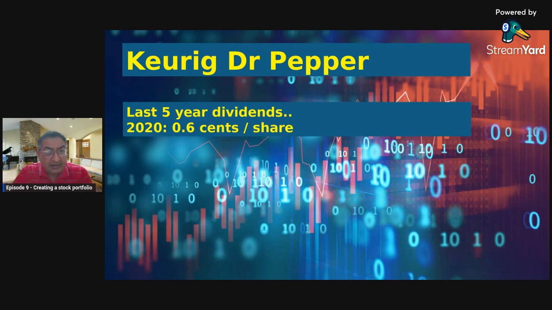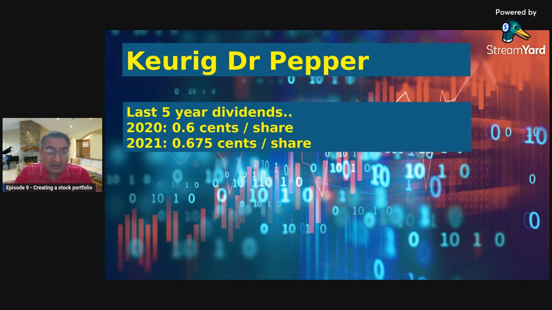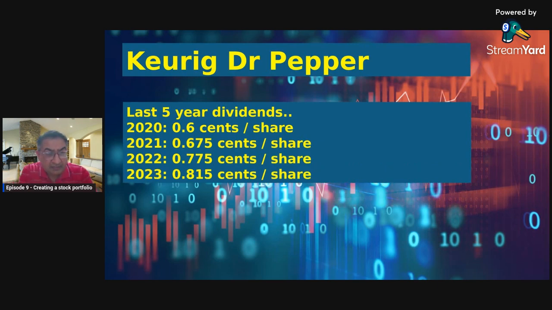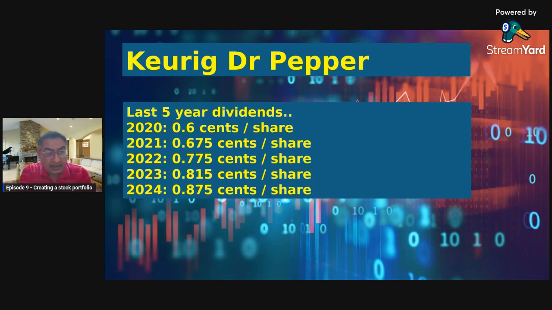So in 2020, KDP paid a dividend of 60 cents per share. It increased to 0.675 in 2021. It further increased to 0.775 cents per share in 2022. In 2023, it further increased it to 0.815, and in 2024, it is going to pay out a dividend of 0.875 cents per share. This is such a good chart to look at.